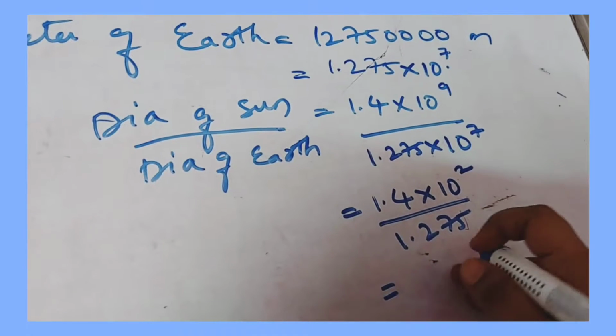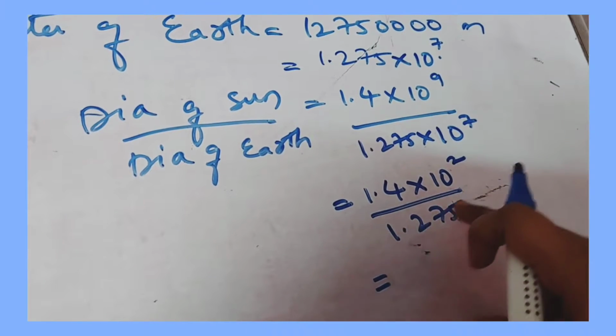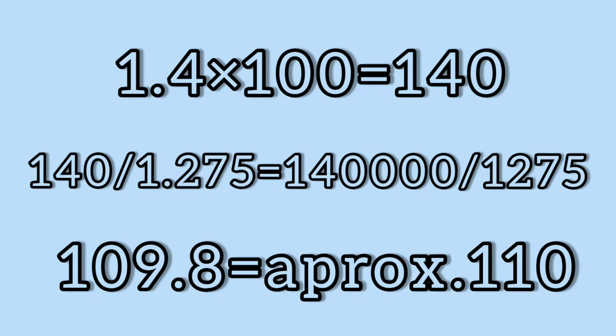So now for 1.4 by 1.275, first we will do 1.4 into 100, that means 10 square. 1.4 into 100 is 140. So now 140 by 1.275. In the numerator you have to take as many zeros as the digits after the point in the denominator. After the point in the denominator there are 3 digits, 275, so we take 3 zeros with 140. In the denominator you take the number as it is, 1275.